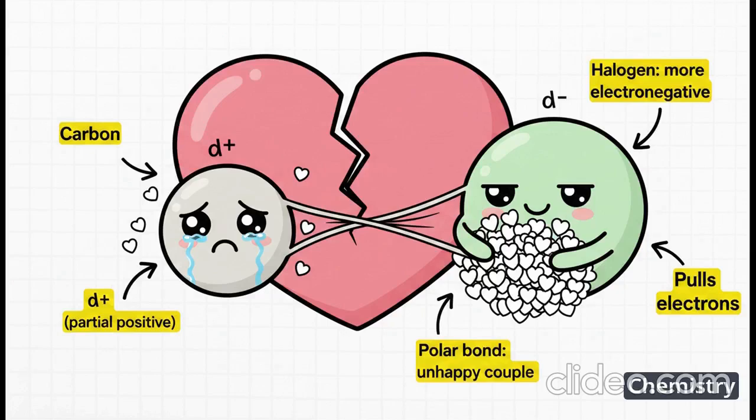A great way to think of the C-X bond is like an unhappy couple in a chemical marriage. See, the halogen atom is way more electronegative, which just means it has this really strong pull on the electrons they're supposed to be sharing. So it's constantly tugging them closer, which creates a slight negative charge on the halogen and leaves the poor carbon atom slightly positive. This imbalance, this polarity, makes that carbon atom a really attractive target for other molecules, and that sets the stage for basically all the reactions we're about to talk about.